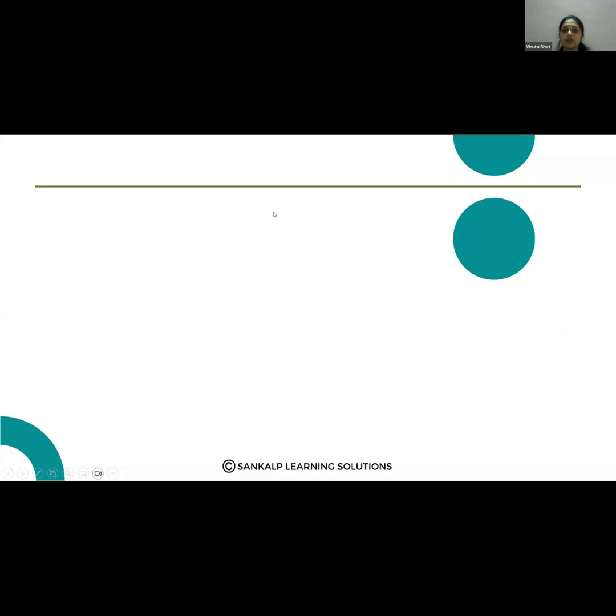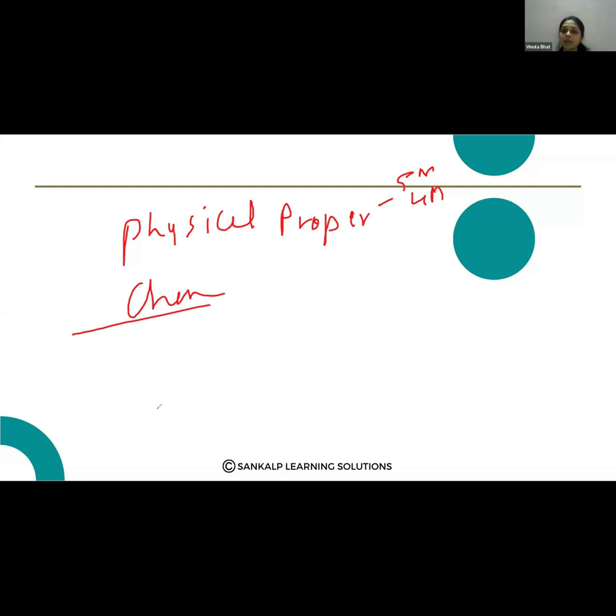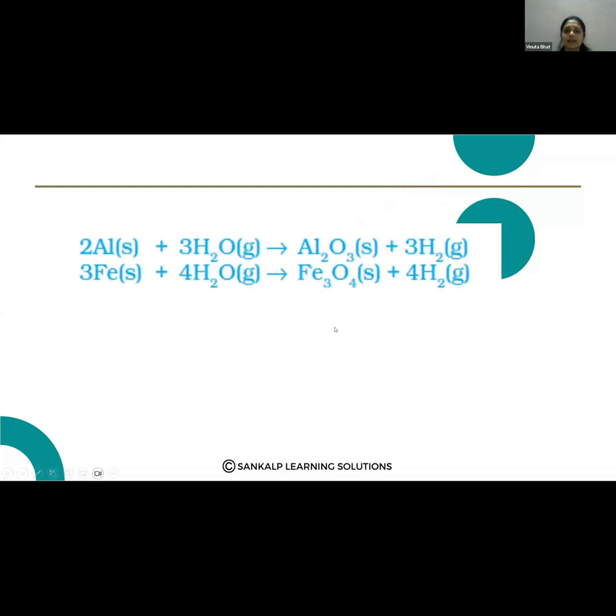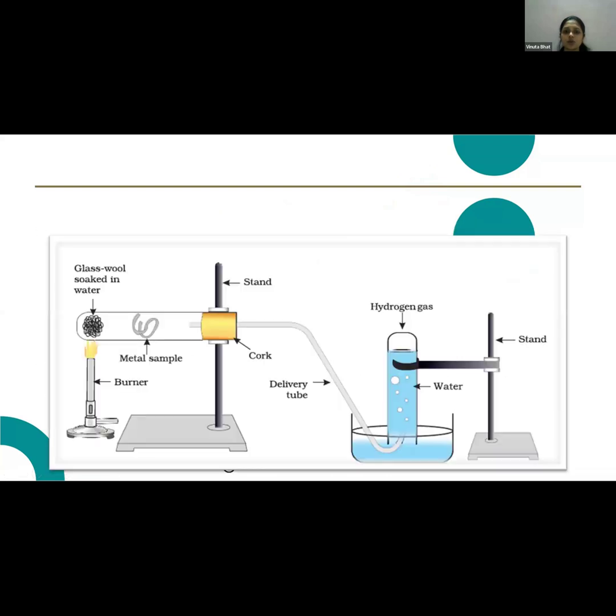So what we have studied in today's class: physical properties of metals, very important for your exam, a 5 mark or 4 mark question. And chemical properties, the reactions we have studied: how metals react with air, how metals react with water, and the reaction of metals with acids. All these things are very important, and this diagram is very important for your exam.